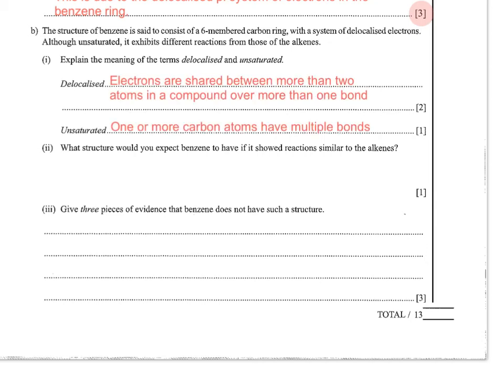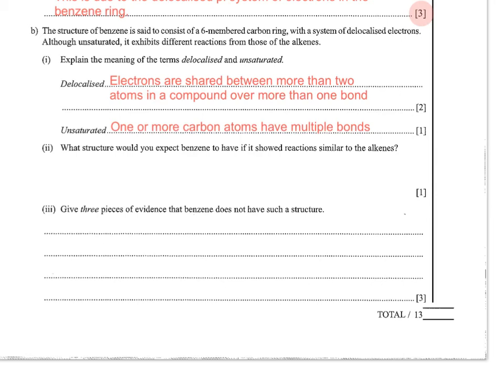So the 2 things to say for delocalized is the electrons are shared between more than 2 atoms in a compound, so they can move around the compound over more than 1 bond. So they're involved in bonding, but there's not just 1 bond that they're held in. There's more than 1 bond they can move between. And in terms of unsaturated, it's best to steer clear in this context of talking about carbon-carbon double bonds for obvious reasons. So you can stick to 1 or more carbon atoms have multiple bonds. That's safe enough to cover you for the benzene ring if you're asked about unsaturation.